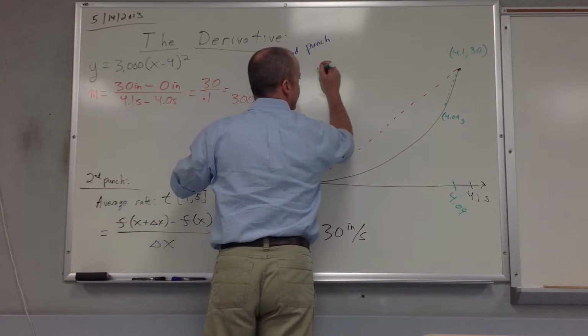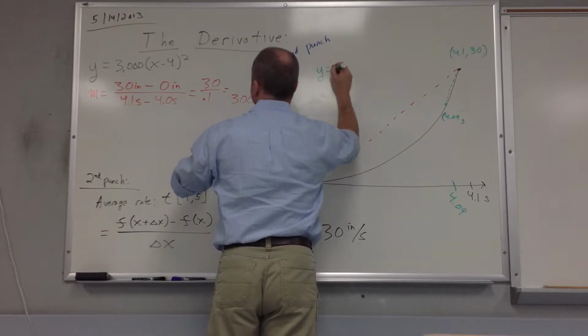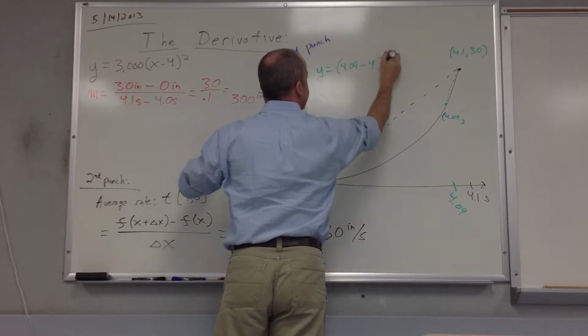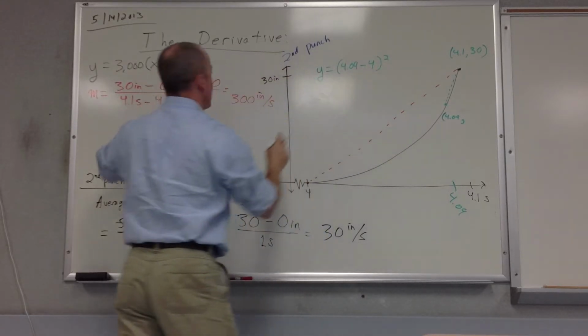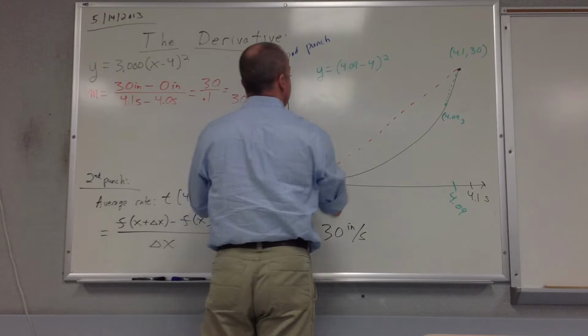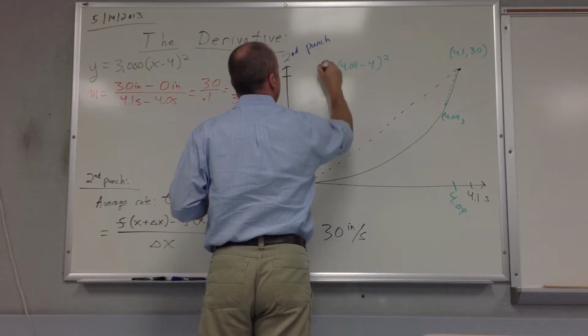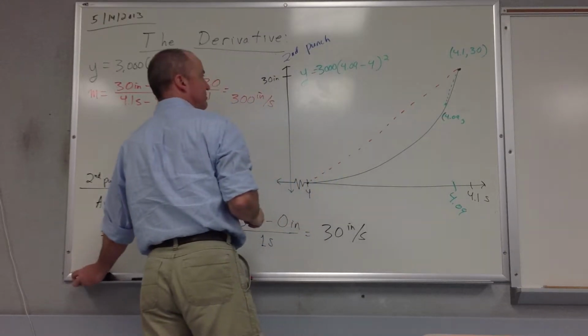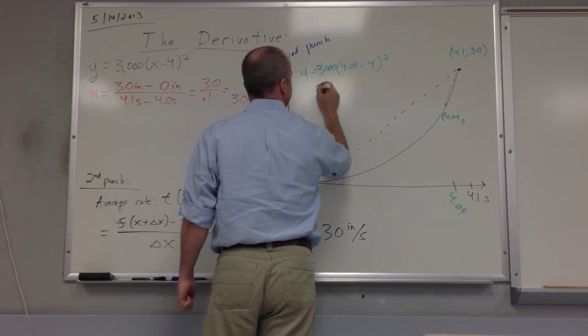For x at 4.09? Yeah. So I'm looking for y equals 3,000 times 4.09 minus 4 squared. What's y going to be? Whoops, I left out the 3,000, didn't I? Yes you did. Okay, so that's 3,000 times that. 24.3.